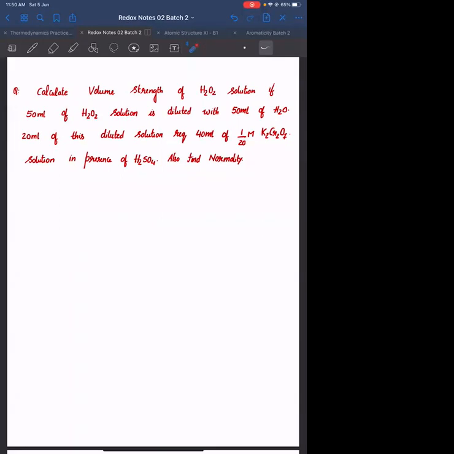Volume strength part is very important. In JEE Mains, you can get a question on volume strength. Integer type में JEE Mains में, in 2020, in 2021, many of the slots had a question on volume strength.